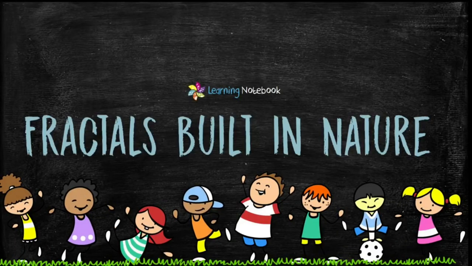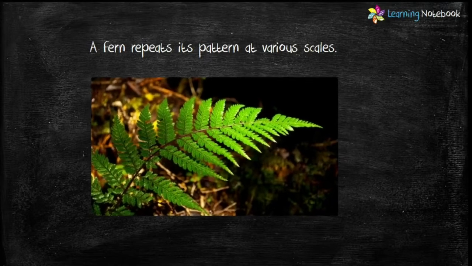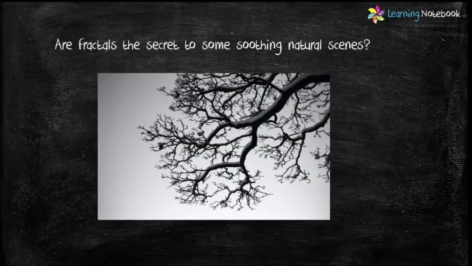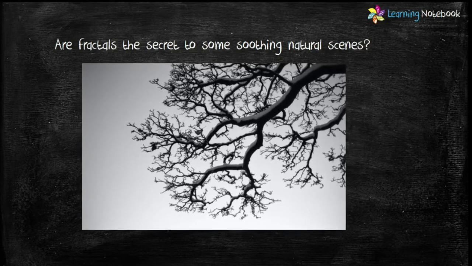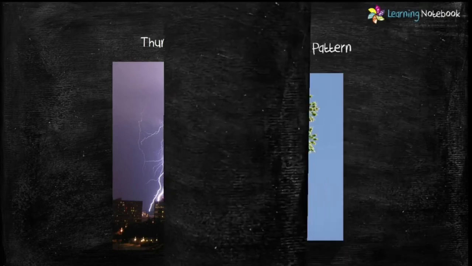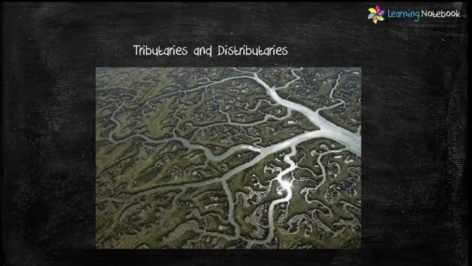Now let's see some real-life examples of fractals which are built in nature. First example is a fern, which repeats its pattern at various scales. If you look closely, you will see a branch of leaves repeating itself in a pattern. Some of the other examples of fractals are tree branches, thunderous lightning bolt, beautiful angelica flowers, and tributaries and distributaries of rivers. So let's start with the activity.